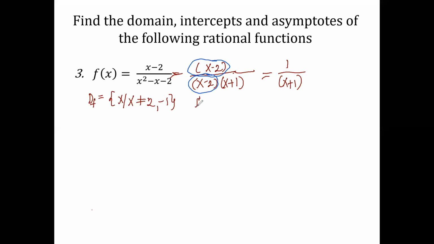So in interval notation, that is from negative infinity to negative 1, union negative 1 to 2, union 2 to positive infinity. So this is for the interval notation, and this is for the set builder notation.